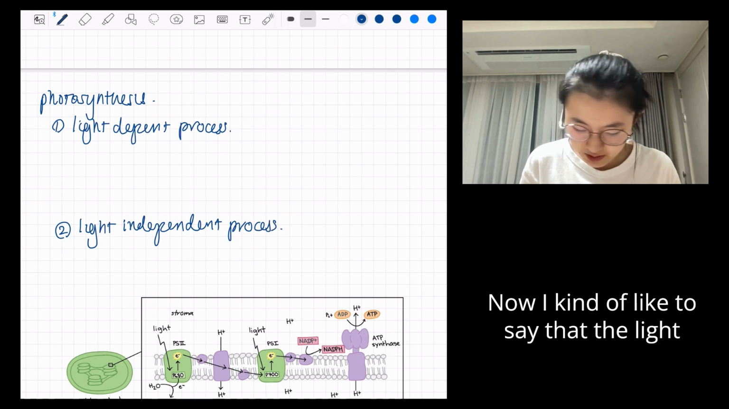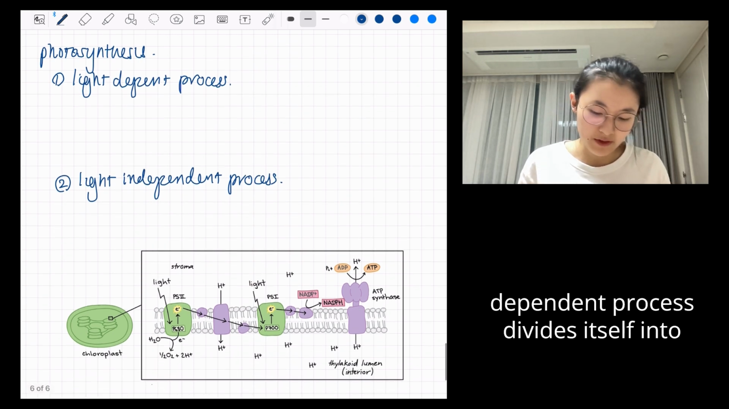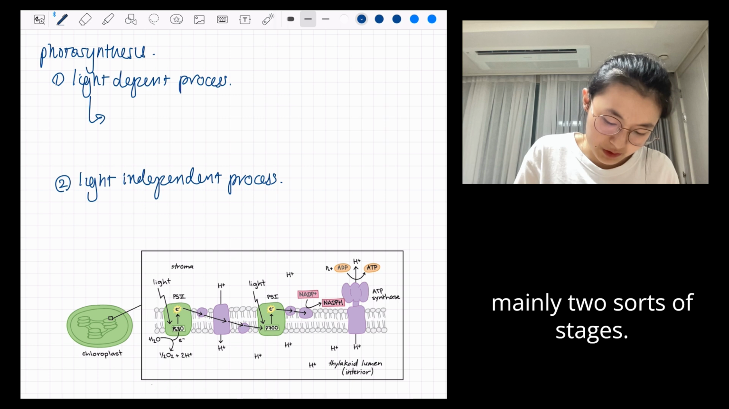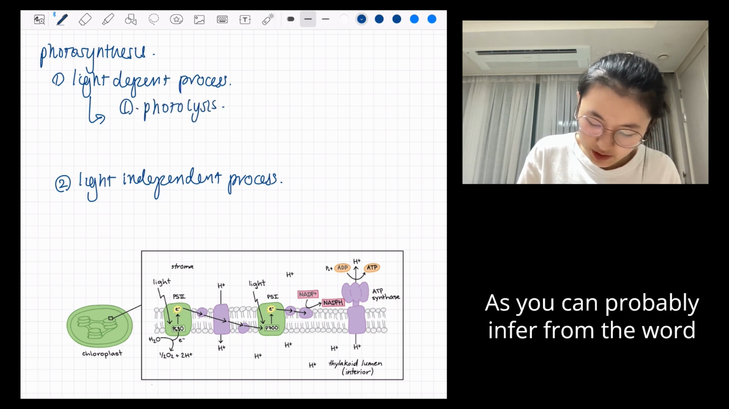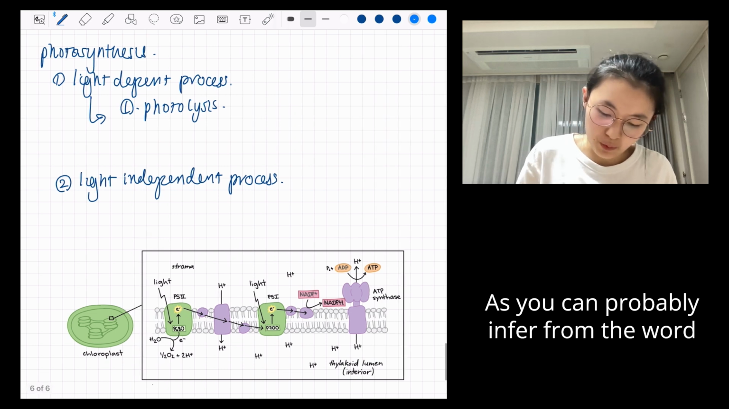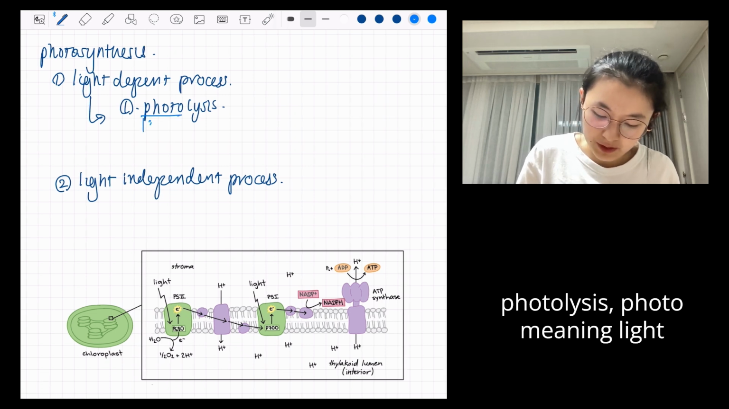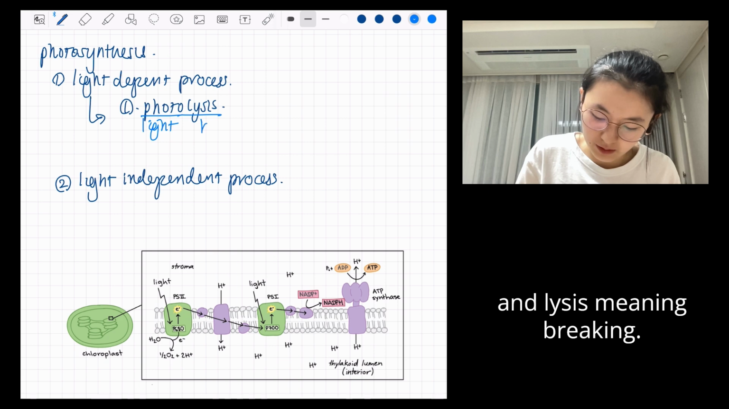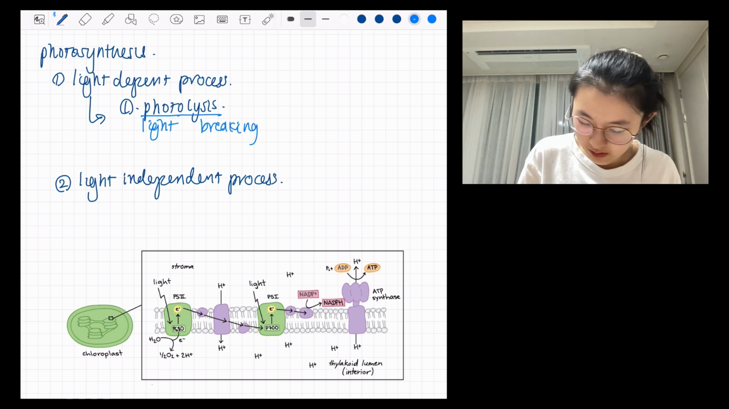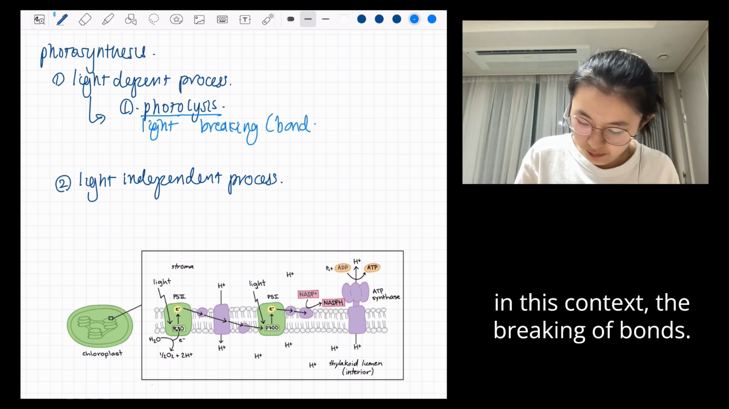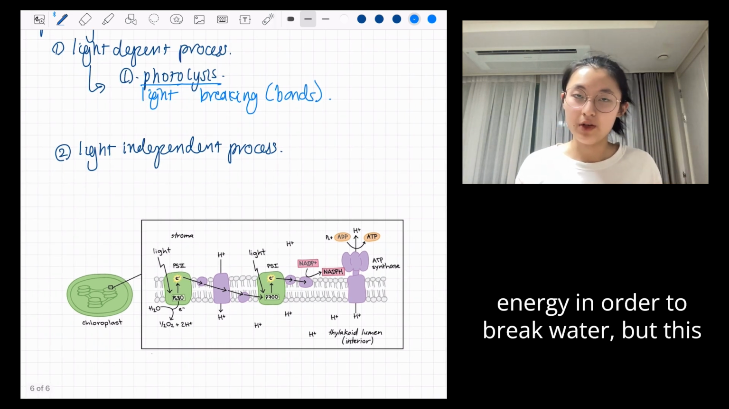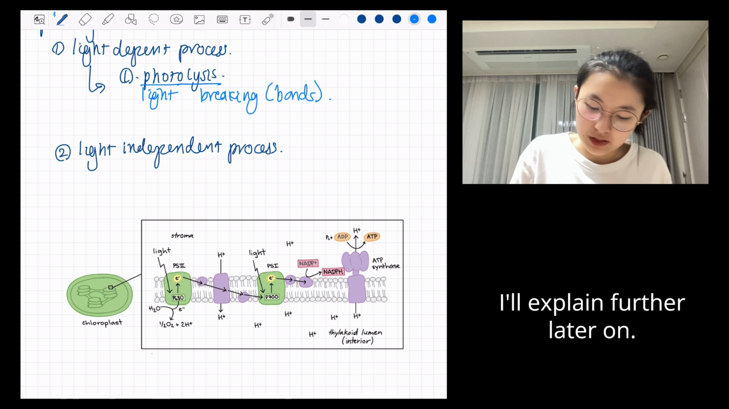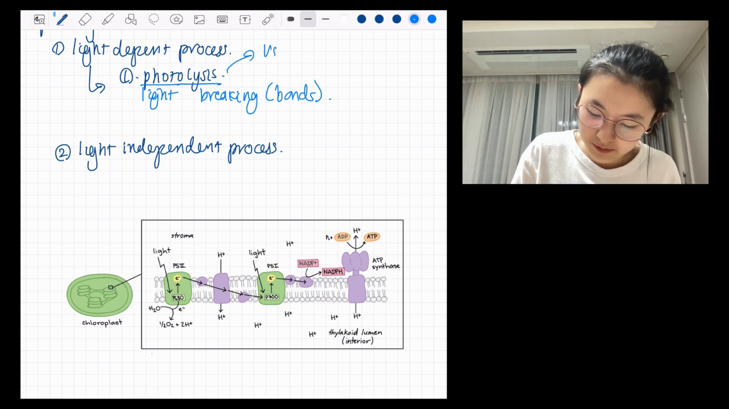Now, I like to say that the light-dependent process divides itself into mainly two stages. First, we're going to have photolysis. As you can probably infer from the word photolysis, photo meaning light and lysis meaning breaking, in this context, the breaking of bonds. Photolysis essentially means using light energy in order to break water, but this I'll explain further later on.